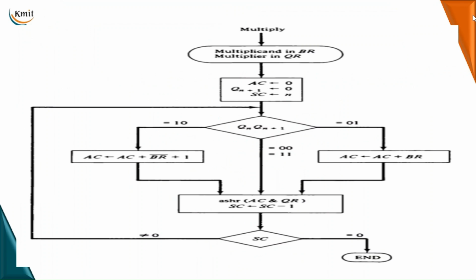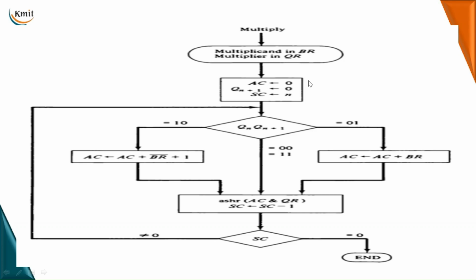In the previous lecture, we already discussed the flowchart of Booth's algorithm. Let me give you a recap. The flowchart mainly consists of two input operands, where the first operand is called the multiplicand and the second is the multiplier. The multiplicand is stored in a register BR, whereas the multiplier is stored in a register QR.